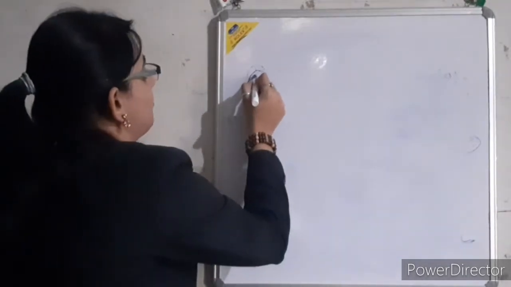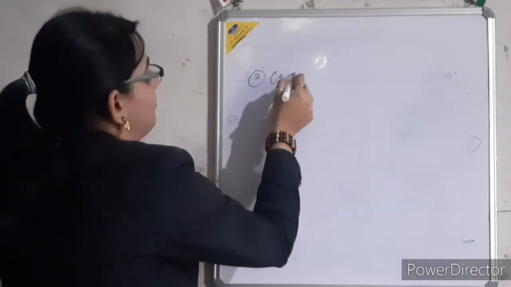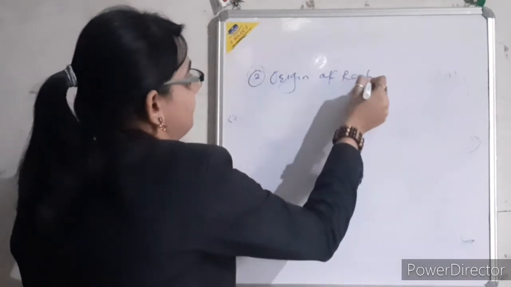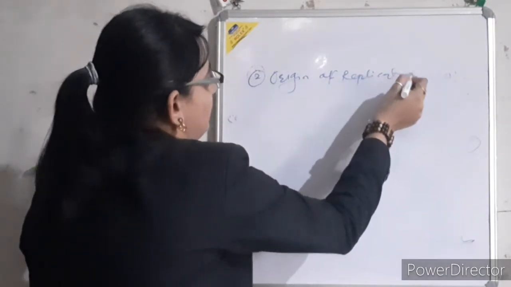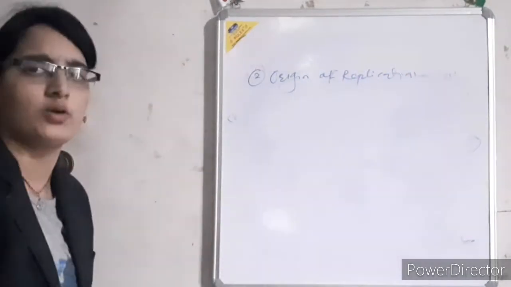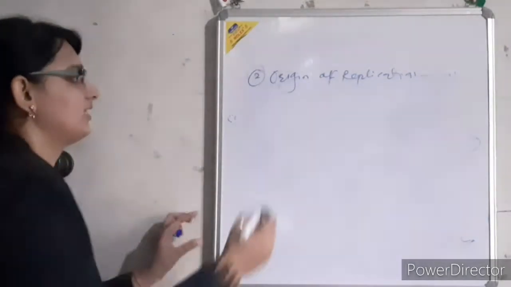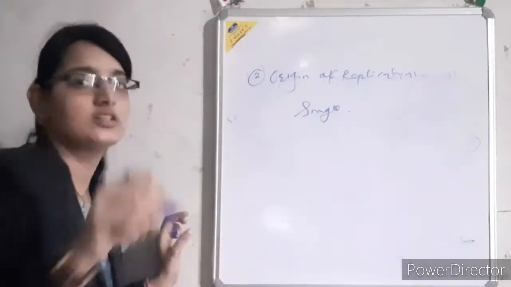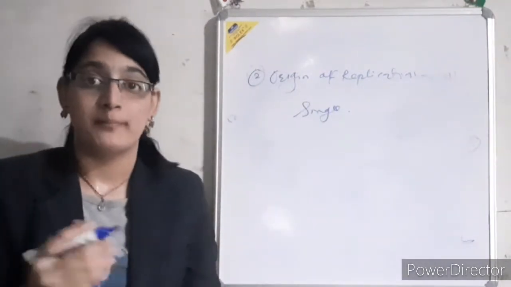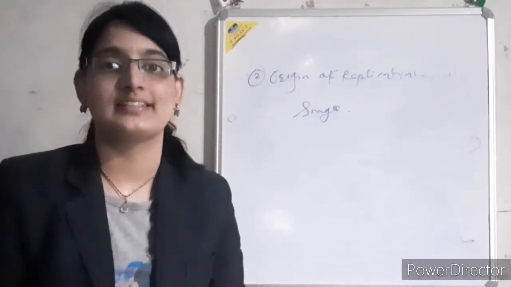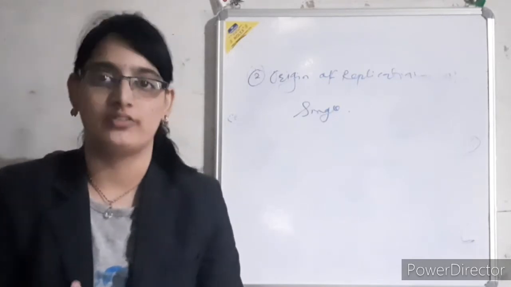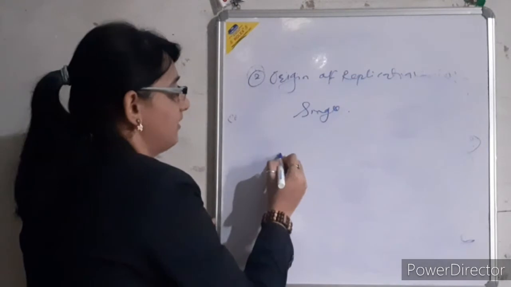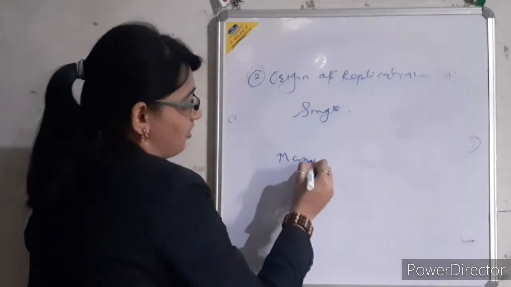The second phase is to find the origin of replication. It is easy in prokaryotes to find the origin of replication, as there is only a single origin of replication due to the circular form of the DNA. But in eukaryotes there is difficulty in finding the origin of replication because of its linear shape, and it contains many origins of replication.